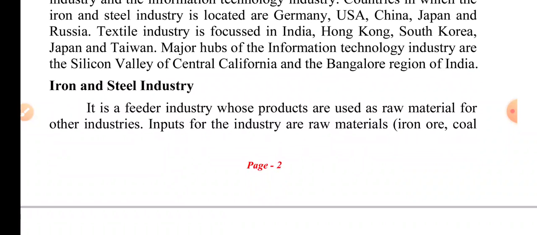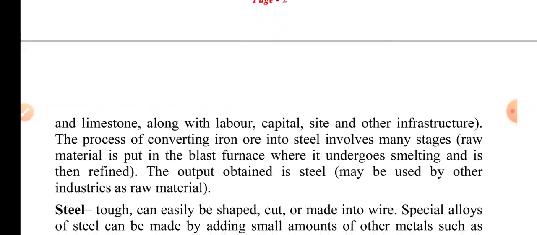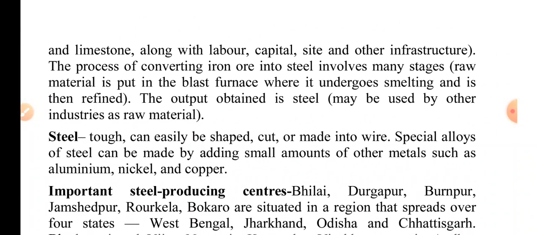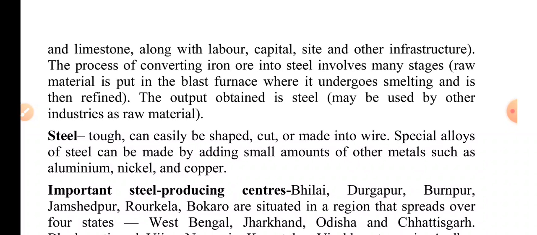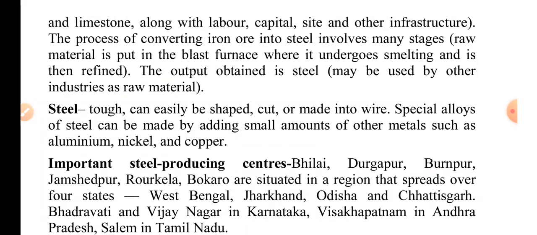Iron and steel industry. It is a feeder industry whose products are used as raw materials for other industries. Inputs for the industry are raw materials, that means iron ore, coal, and limestone, along with labor, capital, site, and other infrastructure. The process of converting iron ore into steel involves many stages. The raw material is put in the blast furnace where it undergoes smelting and is then refined. The output obtained is steel, which may be used by other industries as raw material.